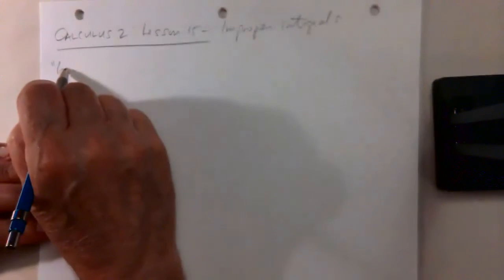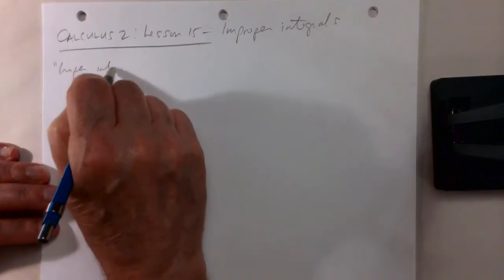This is lesson 15, section 8.8 on improper integrals. The two kinds of improper integrals, because there are two ways an integral might be improper. So what is the usual proper integral?